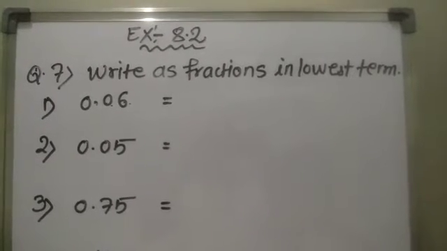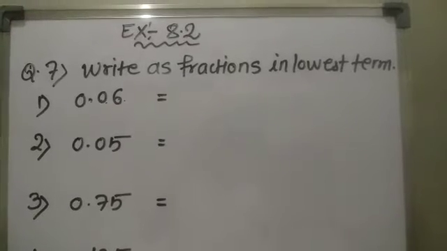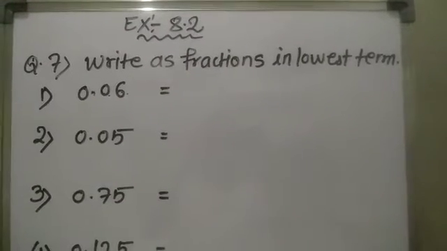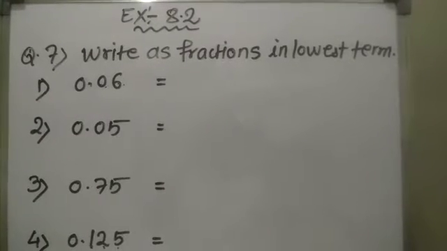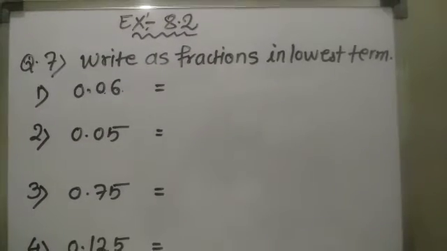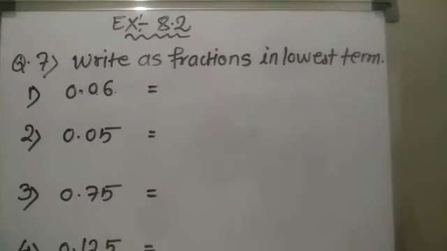Students, now I am going to discuss question number 7 of exercise 8.2. Write as a fraction in the lowest term. Children, here you can see some numbers are given to you in decimal form and we are asked to write them in fraction, and further we have to reduce the fraction to the lowest term as well.